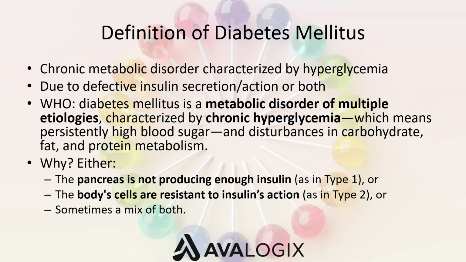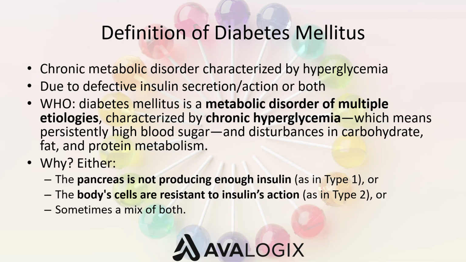According to the World Health Organization, diabetes mellitus is a metabolic disorder of multiple etiologies, characterized by chronic hyperglycemia, which means persistently high blood sugar, and disturbances in carbohydrate, fat, and protein metabolism. Why does this happen? Either the pancreas is not producing enough insulin, as in type 1, or the body cells are resistant to insulin's action, as in type 2, or sometimes a mix of both. It's important to understand that diabetes is not just a sugar problem. It's a complex endocrine condition that affects almost every organ system over time, including eyes, kidneys, nerves, and heart.